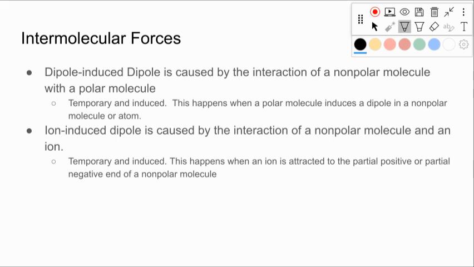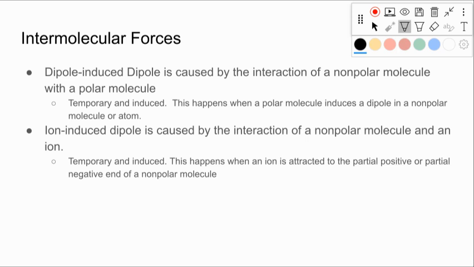Again, they bonk into each other. It shifts electrons. It makes it end up being polar for a hot second, and then they move on and go on their way. So this one is temporary and induced. It's only going to happen when they come into contact. It is between something polar and something nonpolar.